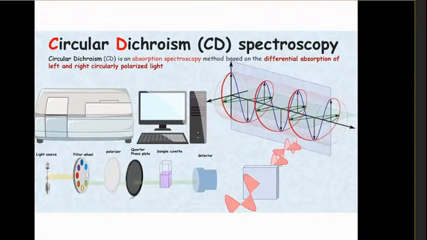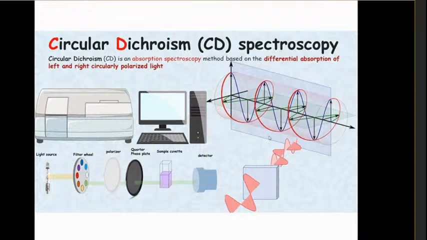CD spectroscopy is an absorption spectroscopy. It has different parts. It has a light source. This light source passes through the filter wheels. These filter wheels filter the light and pass it to the cuvette containing the sample, which helps to understand the protein structure.